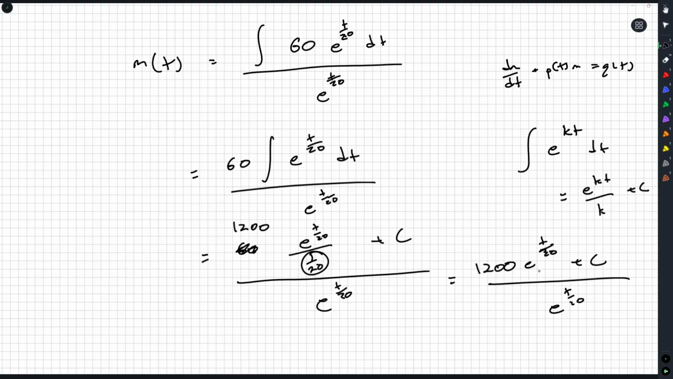We can cancel these out a little bit, but you should split up the fraction first. So you'll have 1200 and then c over e to the t over 20, or I prefer to write it all on one line, c e to the minus t over 20. Okay, so there it is. There's our mass function, or at least my general solution for the mass function. We've got this c in here.